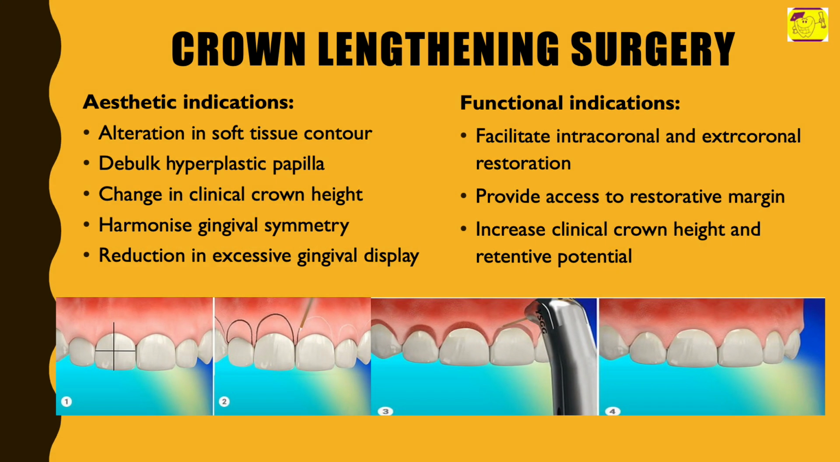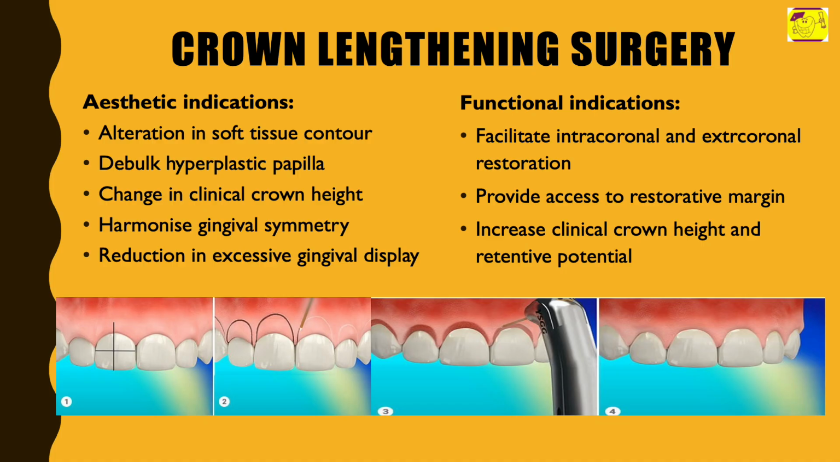Moving on to the next surgery, which is the crown lengthening surgery. This is something which the restorative dentists, the prosthetists, always want to do before giving a good quality crown without violating the biological width. So the major indications and aesthetic concerns for prescribing a crown lengthening surgery are helping in alteration in the soft tissue contour, debulking of hyperplastic papilla, which we call the gummy smile, the change in the clinical crown height, essentially for giving good crowns, harmonizing the gingival symmetry, and reduction in excessive gingival display, again the gummy smile.